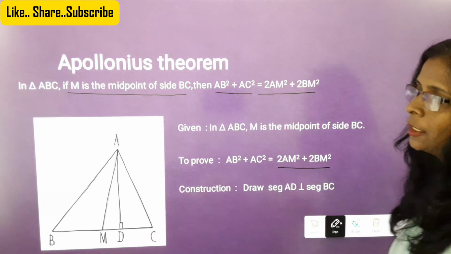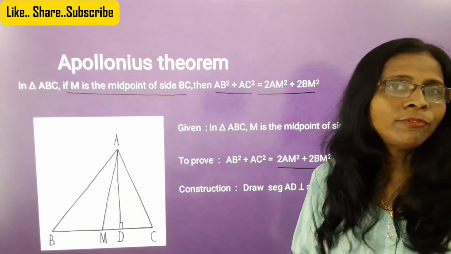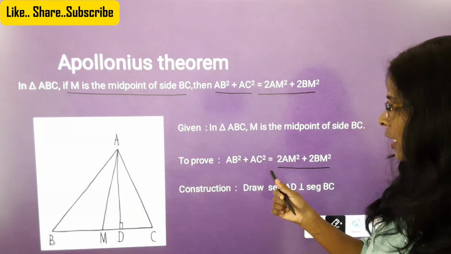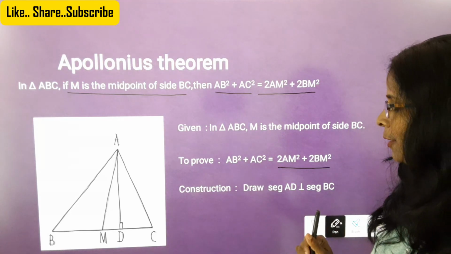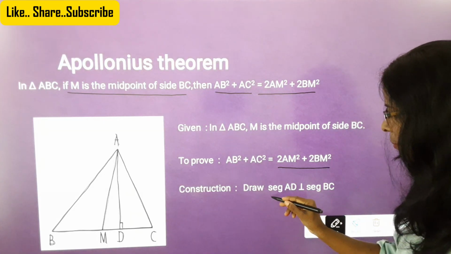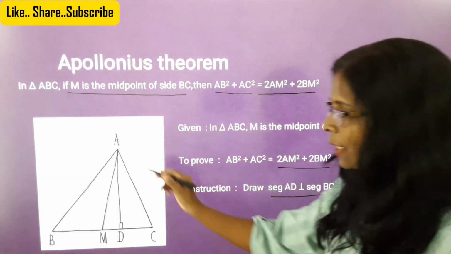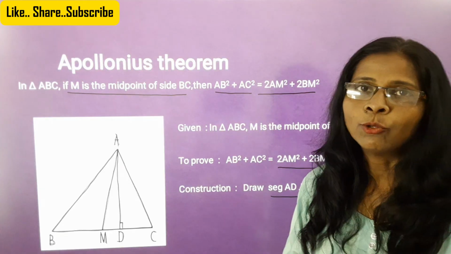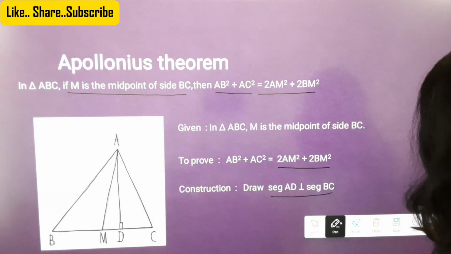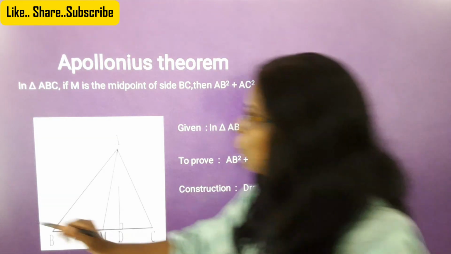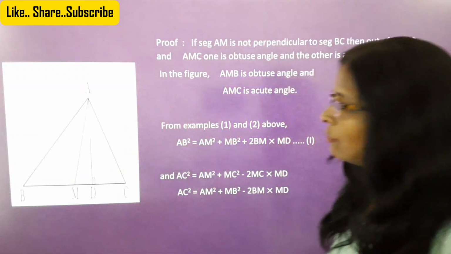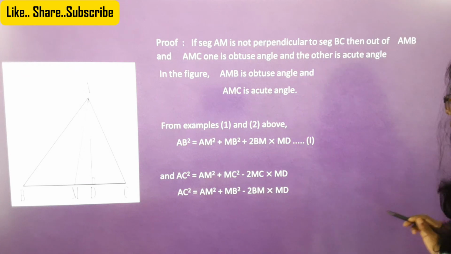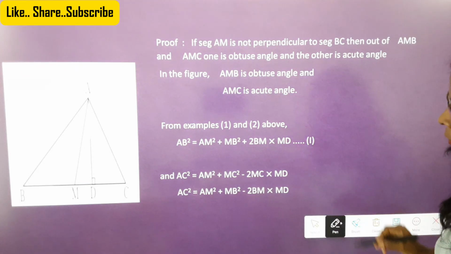Now this figure is insufficient to prove this, so we draw segment AD perpendicular to segment BC. Now we can see how to prove this theorem, which is known as the Apollonius Theorem, students.